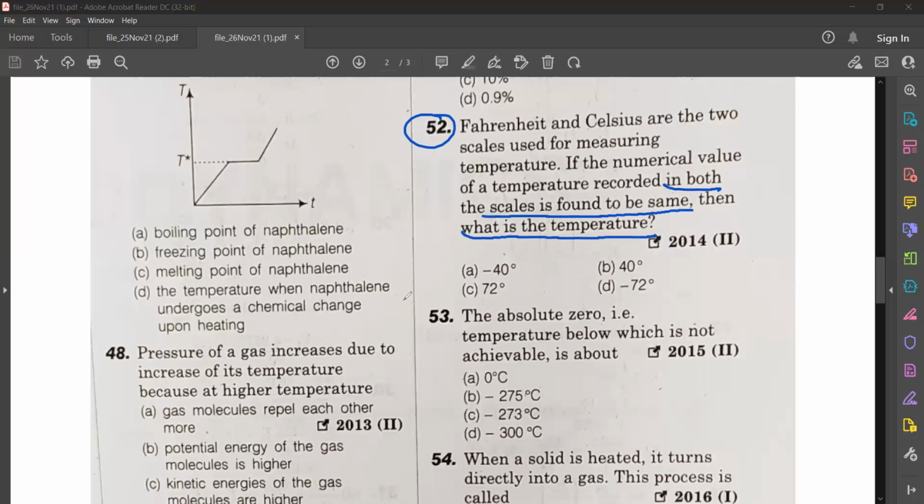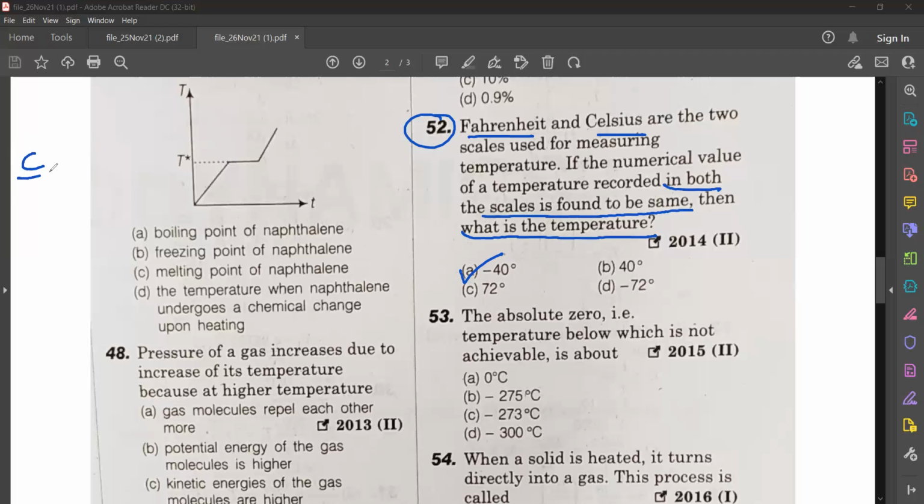Okay, so did you get the answer? Did anybody get the answer? It is minus 40. So the answer is minus 40 degrees Celsius. So how did you do that? Listen, Fahrenheit and Celsius. So what is the relation between Fahrenheit and Celsius?